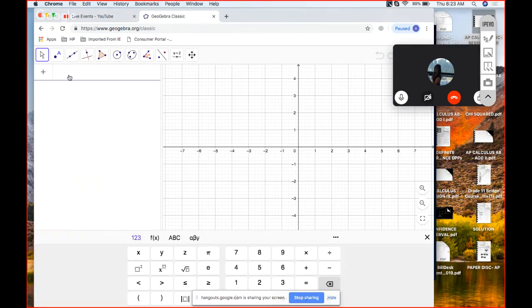Yeah, so our function was 3 minus y is equal to log base 1 by 2 of x plus 3.